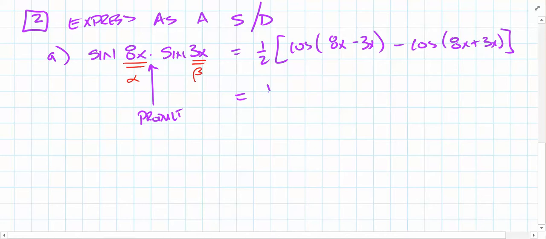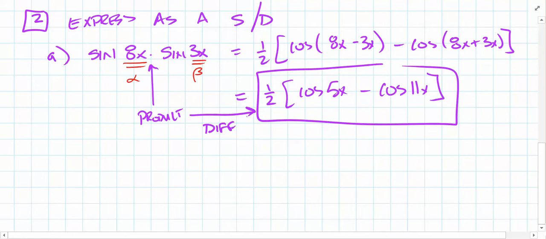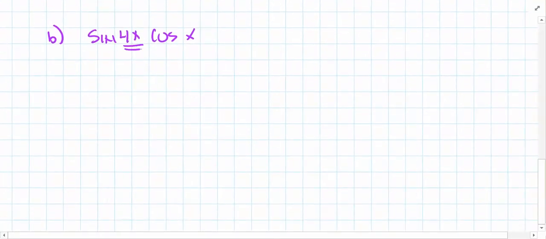So, coming back down, I've got a 1/2. I'm going to have a cosine of 8 minus 3, 5x, good. Minus, let's see here, cosine 8 plus 3, 11x. And we're done. That's our difference. Let's check it out.